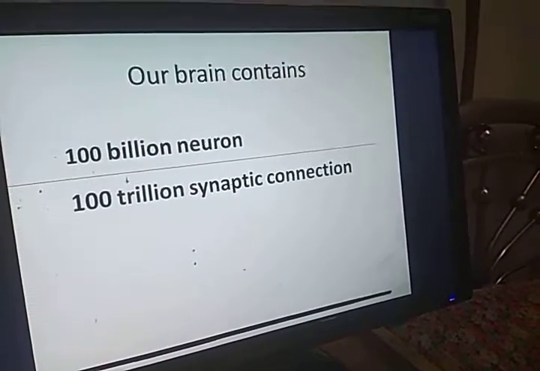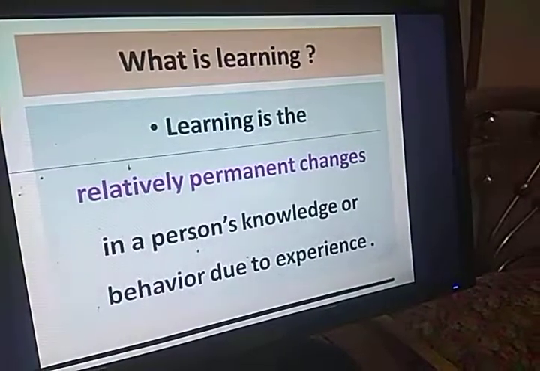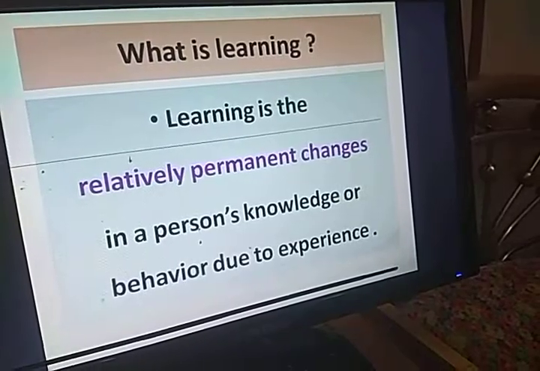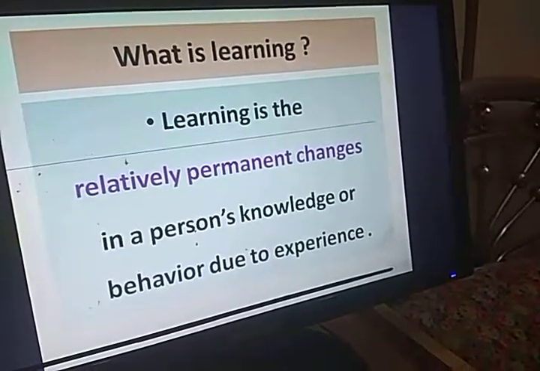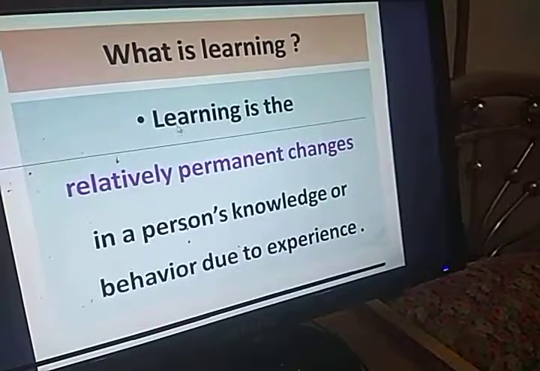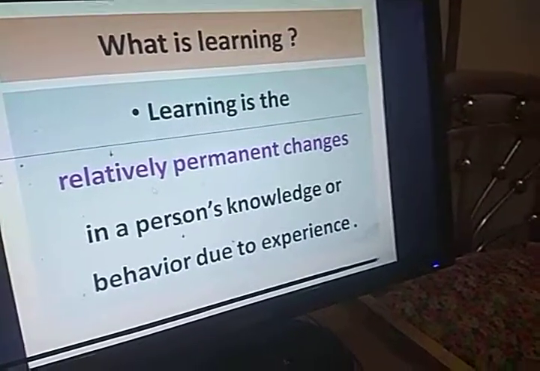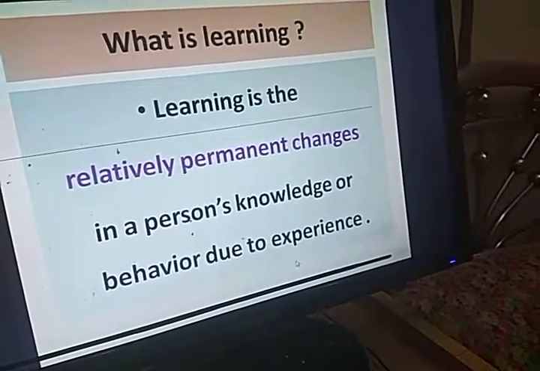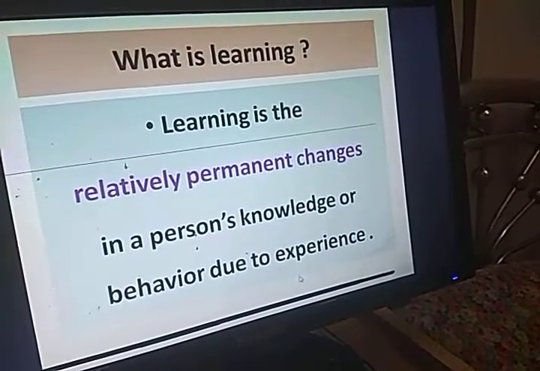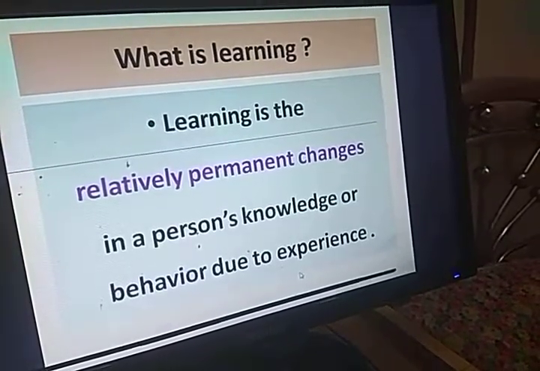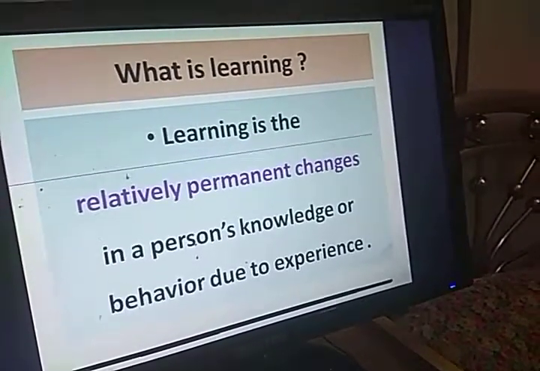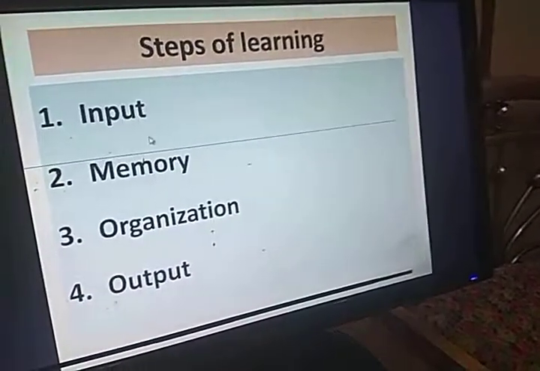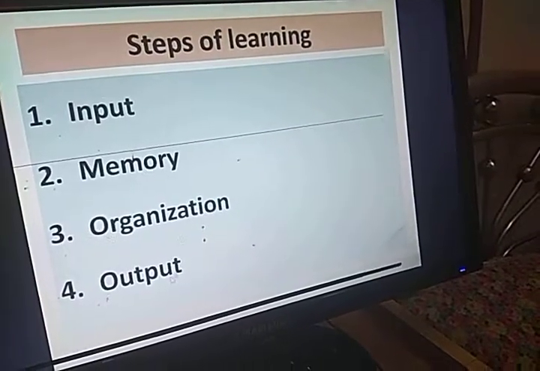So first, the definition of learning. There are so many definitions present, and these definitions vary from scientist to scientist, but I use this definition. Learning is the relatively permanent change in a person's knowledge or behavior due to experience. So, are there any steps of learning? Yes, there are steps of learning, and these are input, memory, organization, and output.